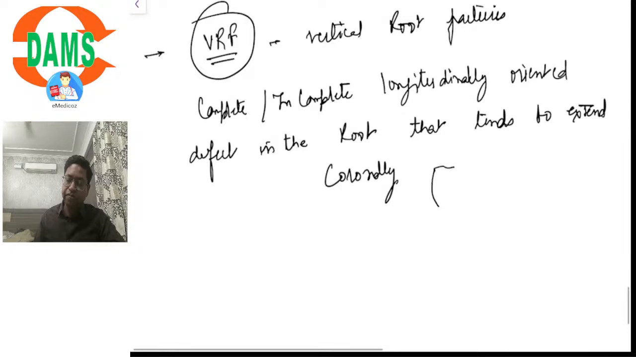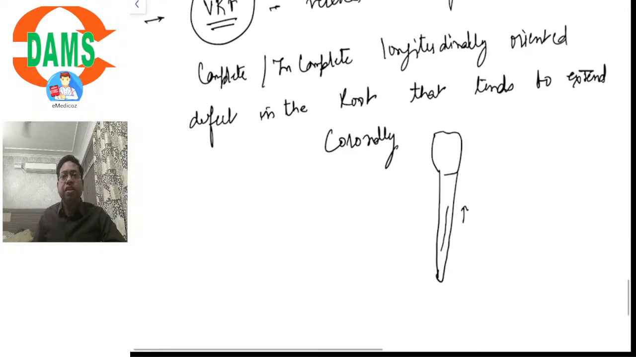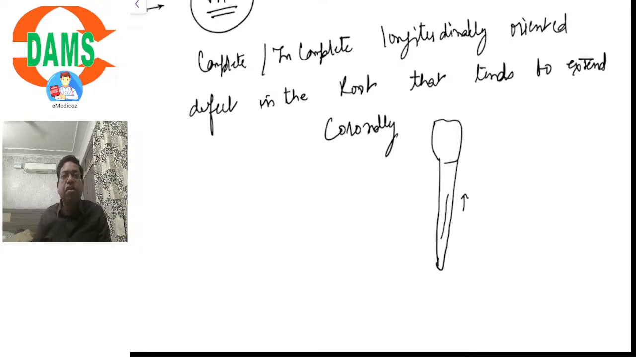Suppose there is a tooth with a root like this, and there is an origin of a crack in the root that tends to extend coronally. This can be either complete or incomplete. When it is complete, it is called a fracture. When it is incomplete, it is called a crack, that we already know. So, something that is originating in the crown is called a split tooth. Something that is originating in the root and progressing upward is called a vertical root fracture. Since it is originating in the root, these are one of the most challenging conditions to diagnose clinically or radiographically.